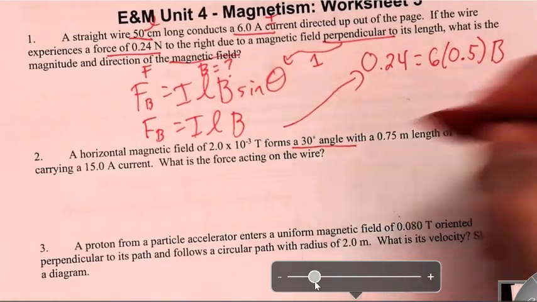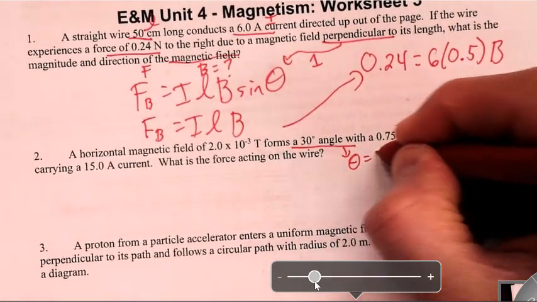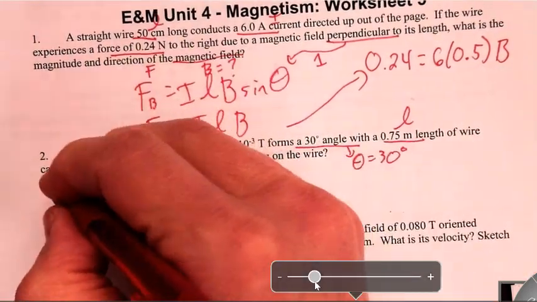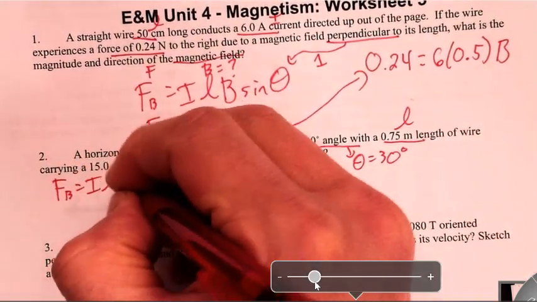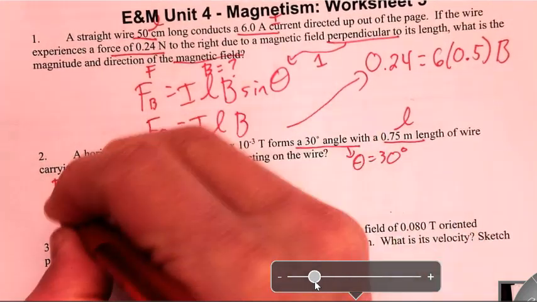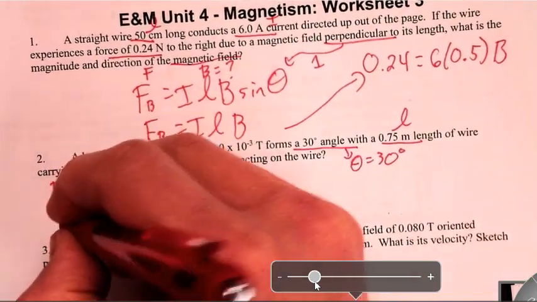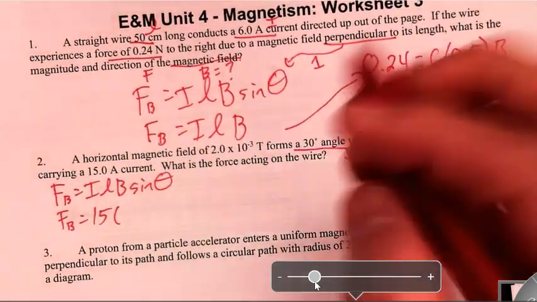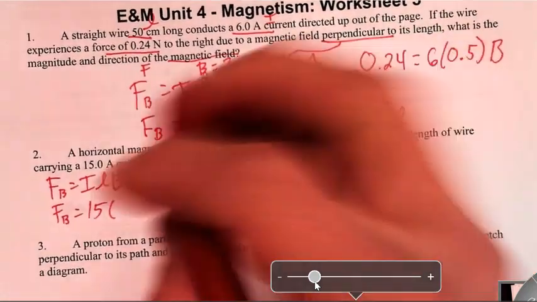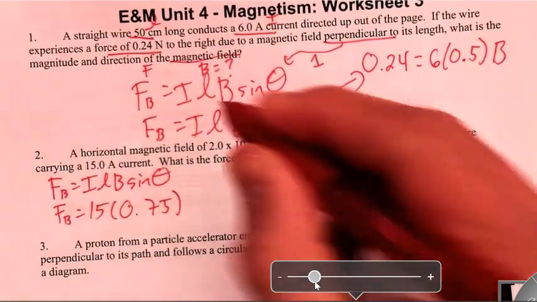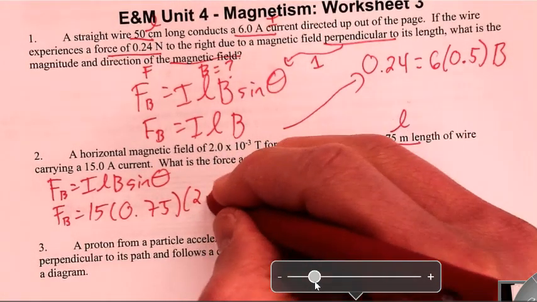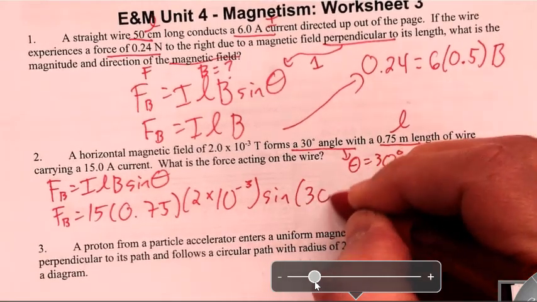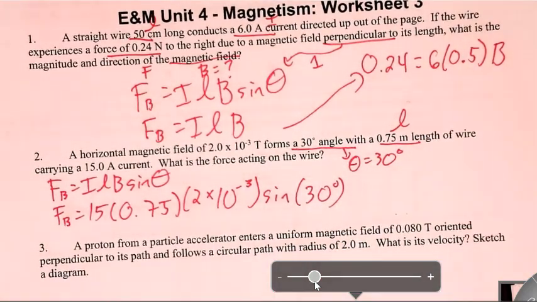30-degree angle. So that means theta is equal to 30 degrees, I think. This is L. What is the force acting on the wire? So magnetic force, again, is ILB sine of theta. So I'm just going to plug things in. I is 15 amps. Wow, a lot of current. L is 0.75 meters. B is 2 times 10 to the negative third Tesla. And then sine of 30 degrees. So put that in a calculator, you should get an answer.